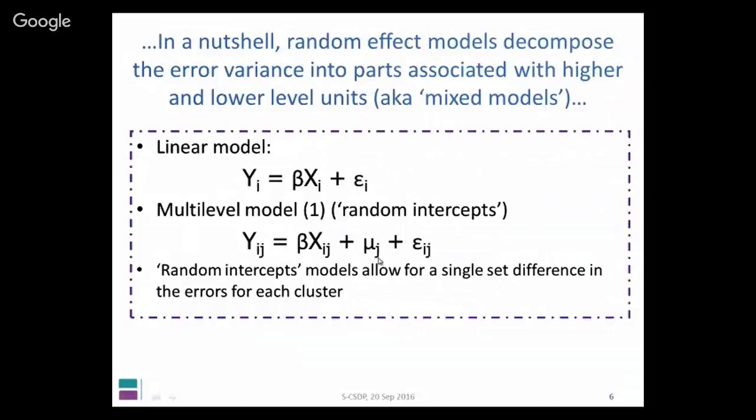We say some of those errors are associated with higher level units. So here Ji would indicate the higher level, the schools say, and Ij would be the individuals within the schools. So we decompose the error into a bit that's just about schools. If you're in school Ji equals 1, you're a bit higher than average. If you're in school Ji equals 2, lower than average. And another bit of error that's about variations from individuals to individuals, net of the school level pattern.